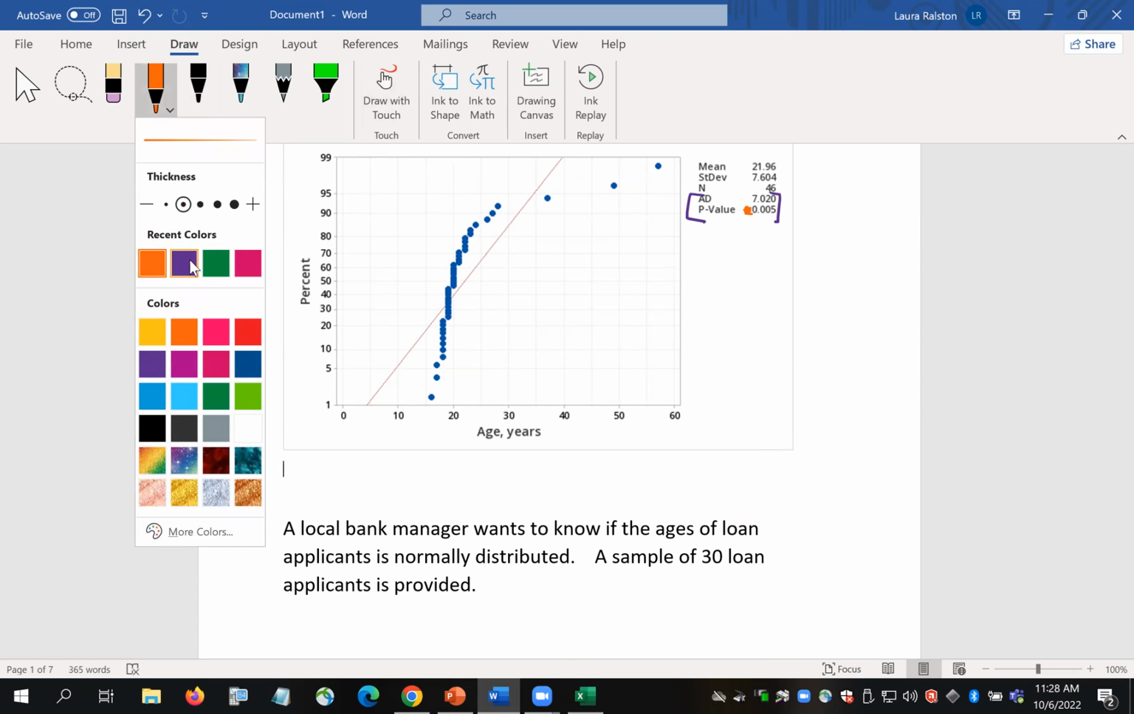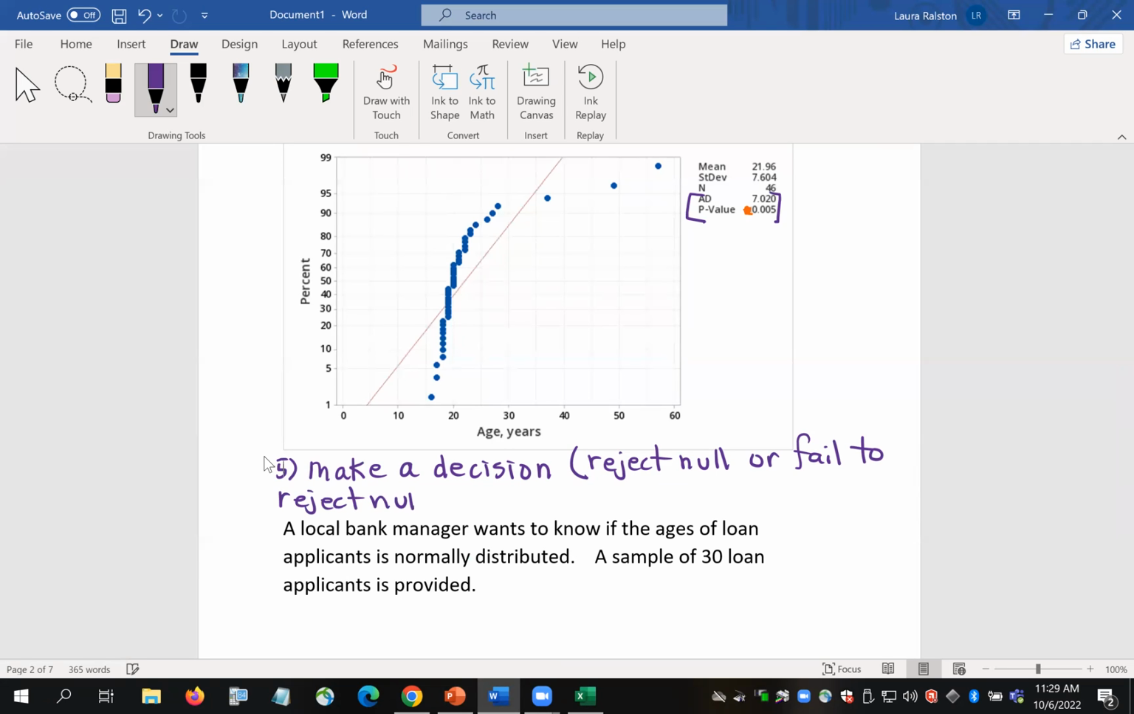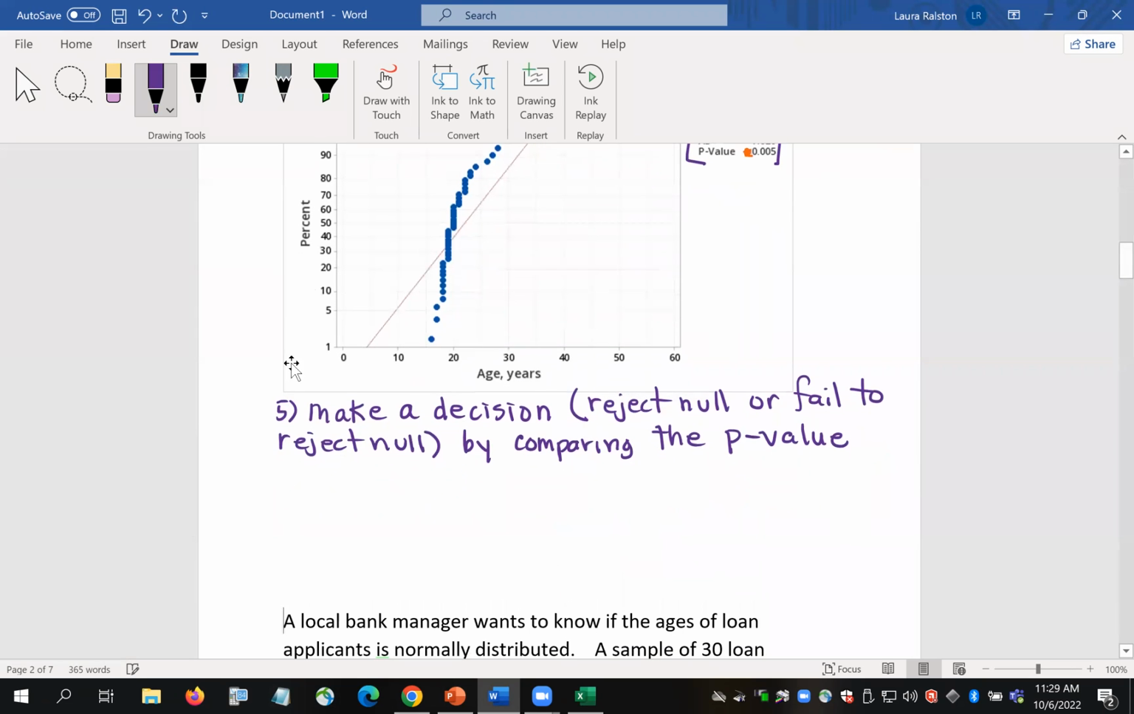Then step 5 is we make a decision to either reject the null or fail to reject the null by comparing the p-value and the level of significance, which Ms. Ralston forgot to put in the problem.